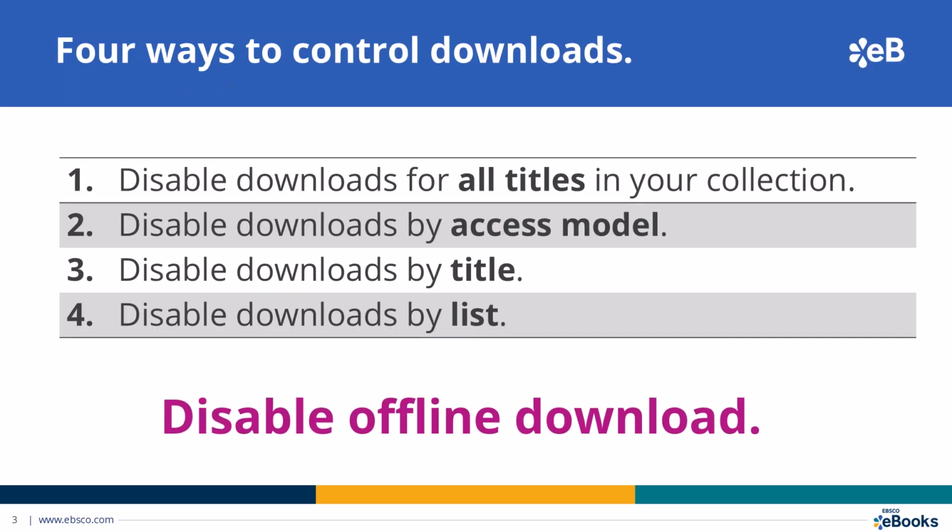In eBook Manager, there are 4 ways to control offline downloads. 1. Disable downloads for all titles in your collection. 2. Disable downloads by access model. 3. Disable downloads by title. And 4. Disable downloads by list. Let's have a look at these options.